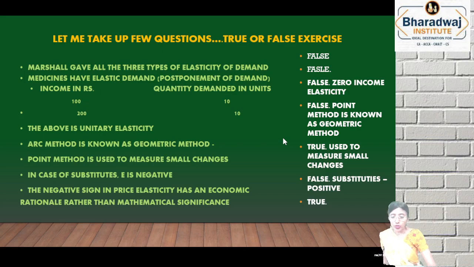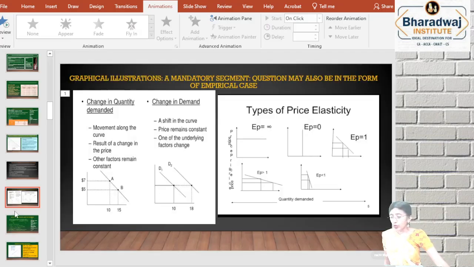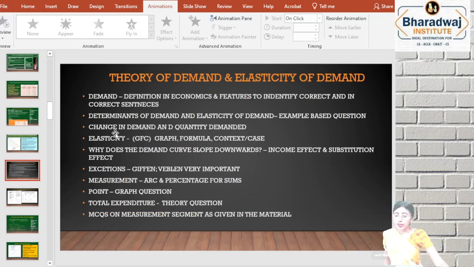Now we will move on to the next component. Under elasticity of demand, can you just tell me what are the components you are going to study? Please look at this part. Under elasticity, note this point. You have to study about the measurement: arc method and percentage method for sums, point method for a graph based question, total expenditure method given by Alfred Marshall is a theory question, right? And MCQs on measurement, that is, whether the point method is used for small changes or big changes. Who gave elasticity of demand, all types of elasticity of demand. All these are theory questions.